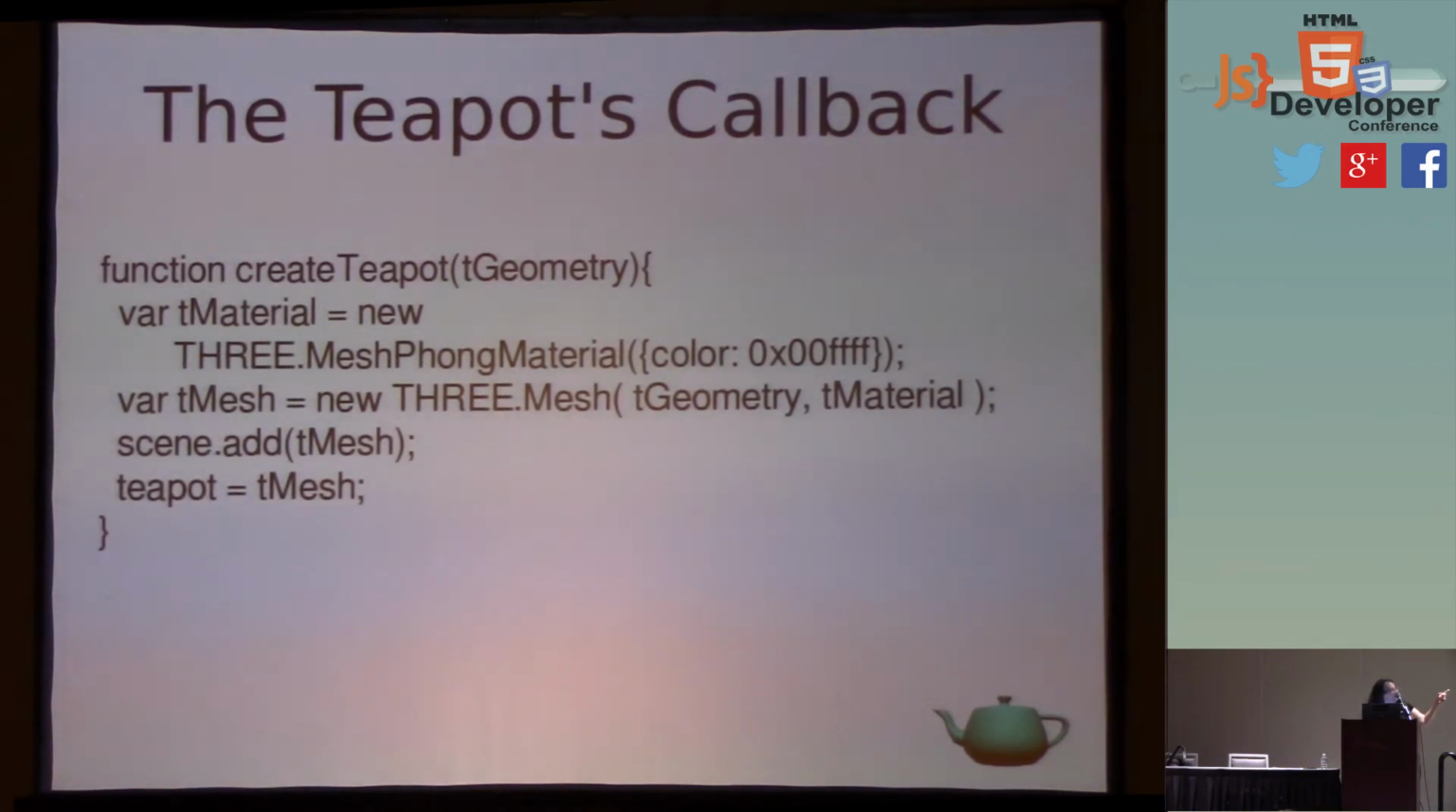So the next step up is the Phong material, and we're going to give it a color. So it's a single color thing. And then the two go together to make the mesh. And like everything, we use scene.add to teleport it into our little world, and then give it the handle so that we can use it outside the callback.